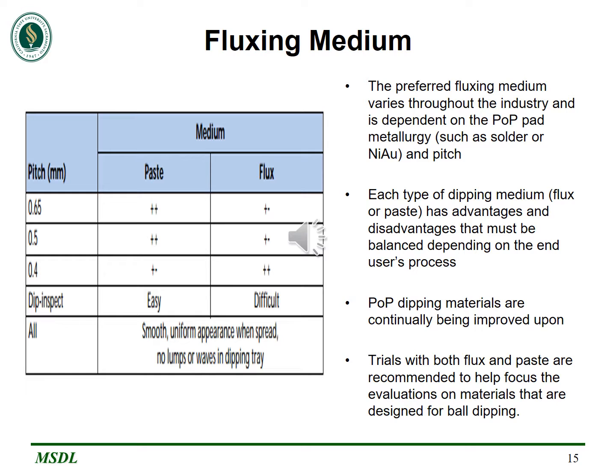The preferred fluxing medium varies from one method to the other, and it is a function of pad metallurgy and pitch. Each medium has its own advantages and disadvantages. This allows the end user to use any particular medium based on their needs. The table here depicts the results of trials performed with both flux and paste. The purpose of ball dipping is to transfer flux or paste to each ball thoroughly. Foreign material on these components or in the flux can cause some issues.